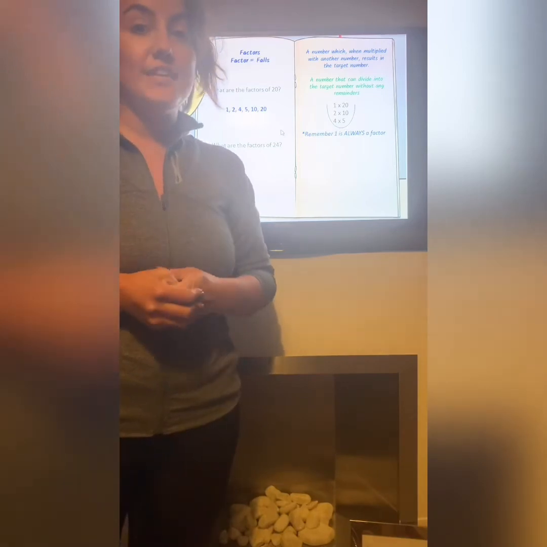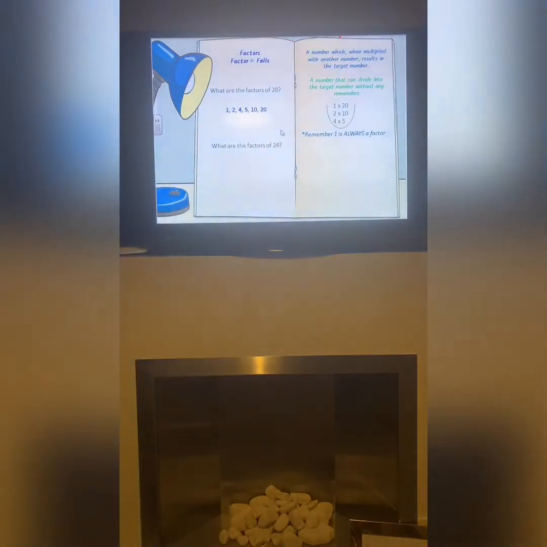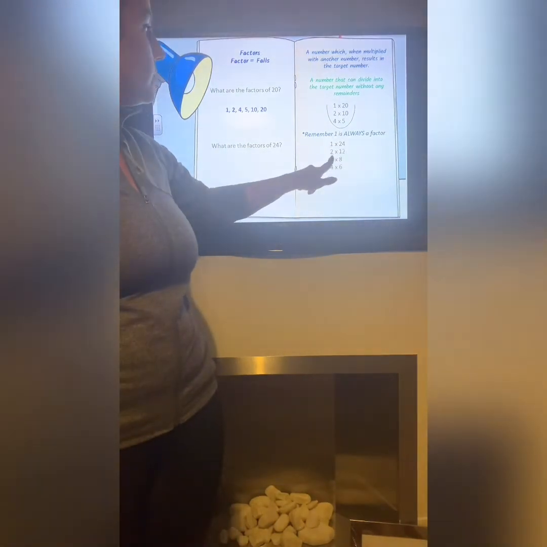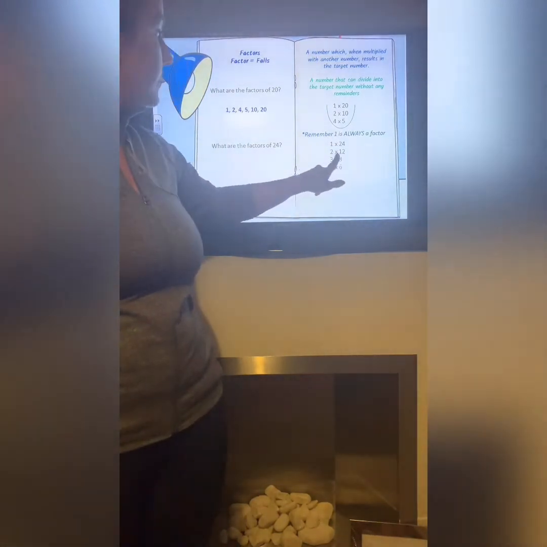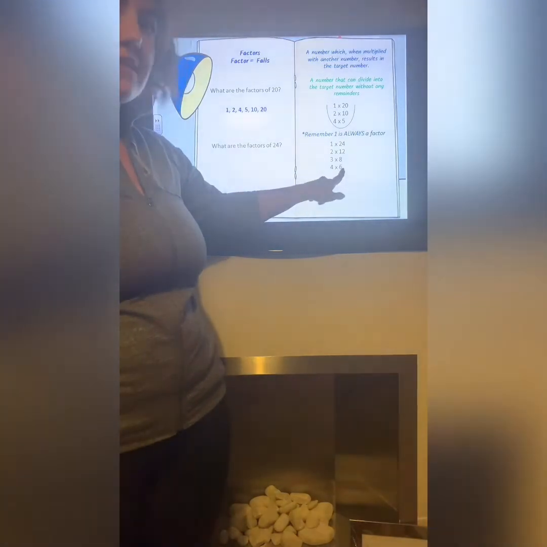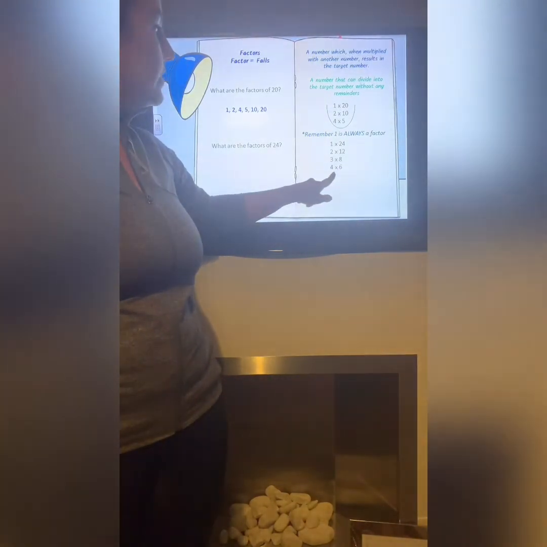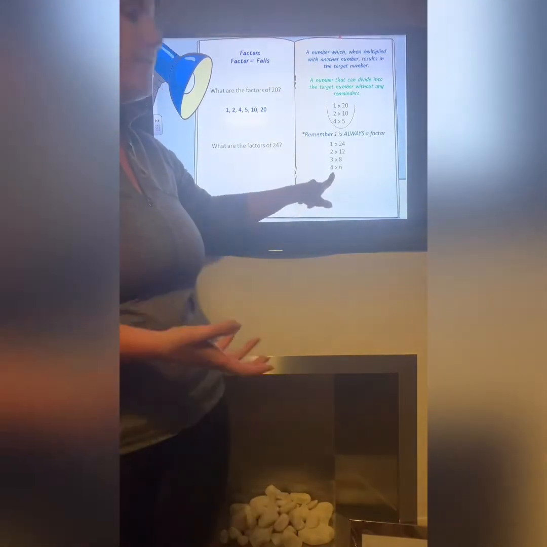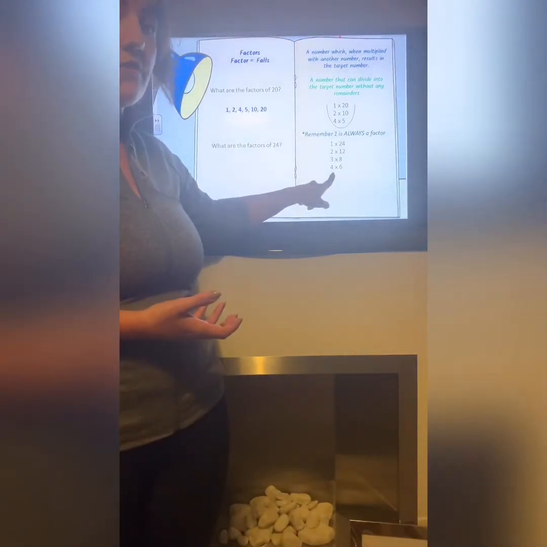Okay, so now that you've written them down, let's have a look at what I have. Okay, here we go. So as you can see, I have 1 times 24, 2 times 12, 3 times 8, and 4 times 6. Now, there was no point in going on to 5 times anything because nothing in the 5 times table will give me 24.